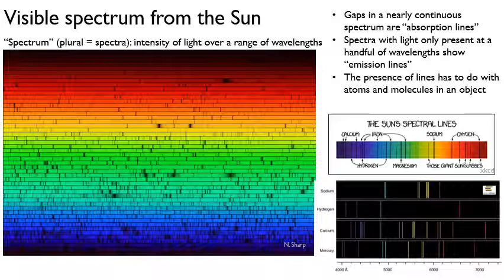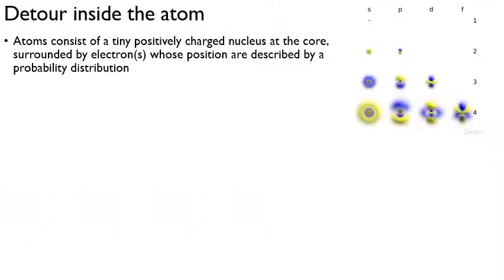So note that the presence of the lines has to do with the atoms and the molecules in an object, though in this brief introduction we'll just focus on the atoms. The concept is very similar for molecules. Before we talk about how atoms can lead to these absorption and emission spectra, we need to take a brief detour and just talk about what an atom is. You might have heard an atom referred to as a fundamental building block of nature. That's close enough to true for our purposes here.